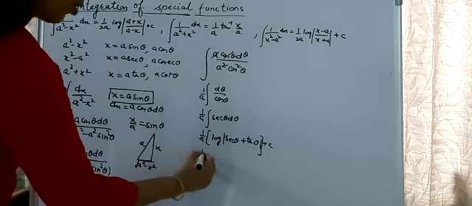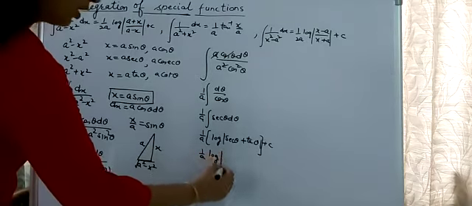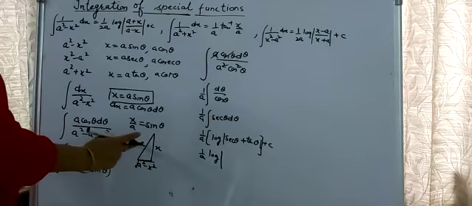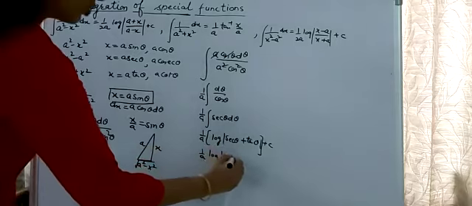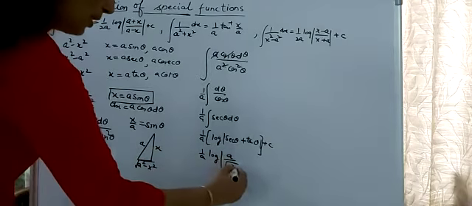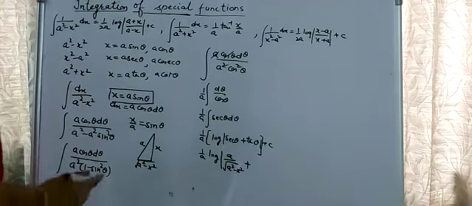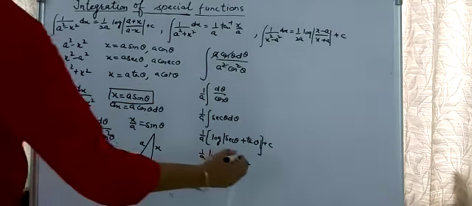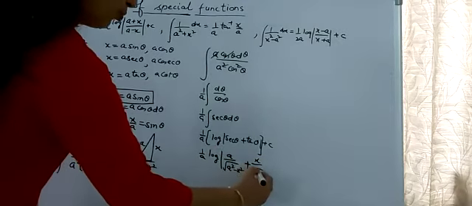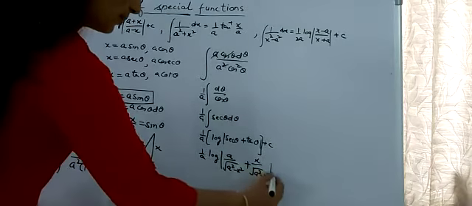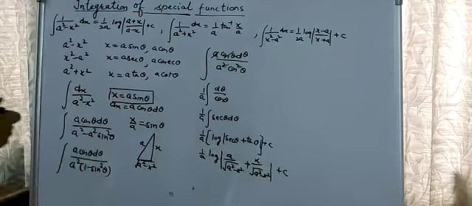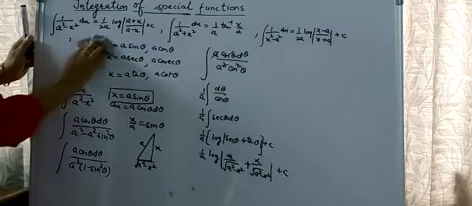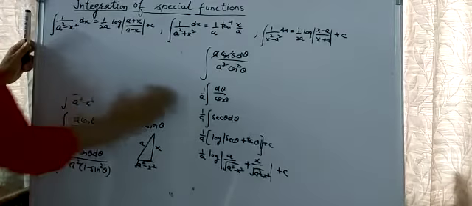So from this now we have 1 upon a log, what is secant theta? We know that secant theta is hypotenuse upon base. So this will become a upon root a square minus x square plus, and what is tan theta? That is perpendicular upon base. So x upon root a square minus x square plus c. Now we simplify this factor. How will you simplify this here? In this we take the LCM.